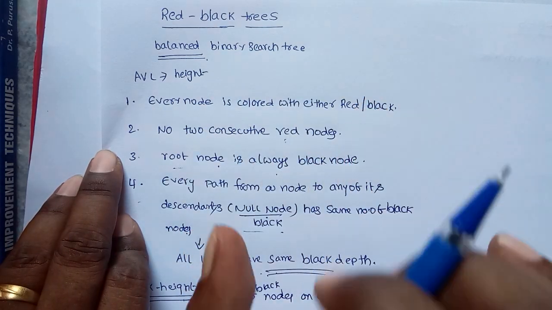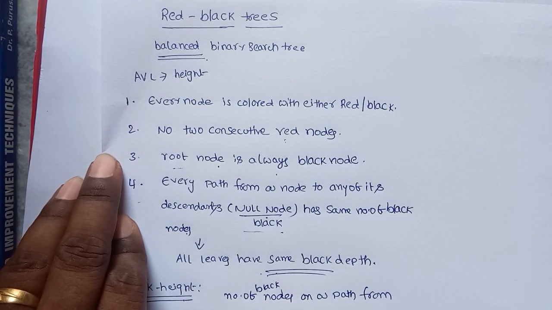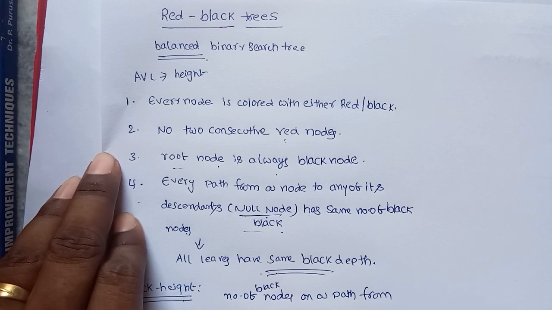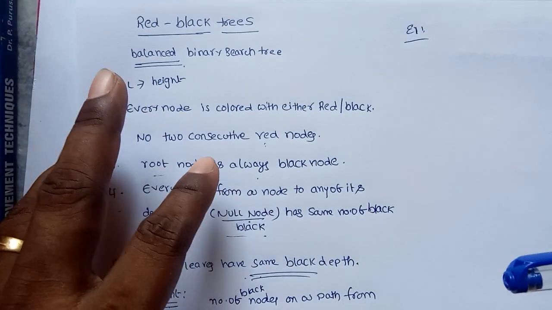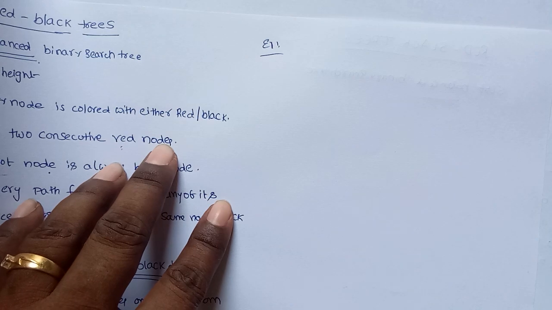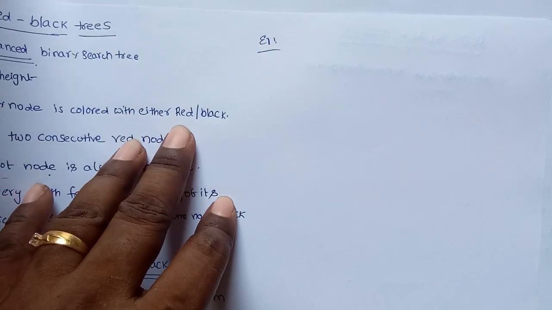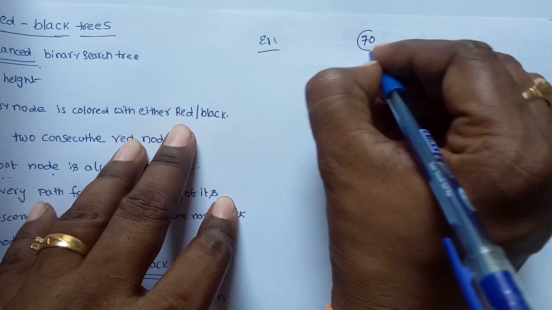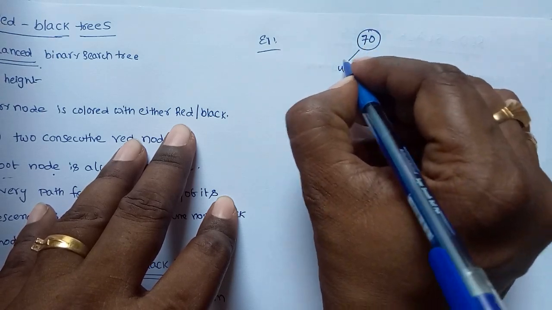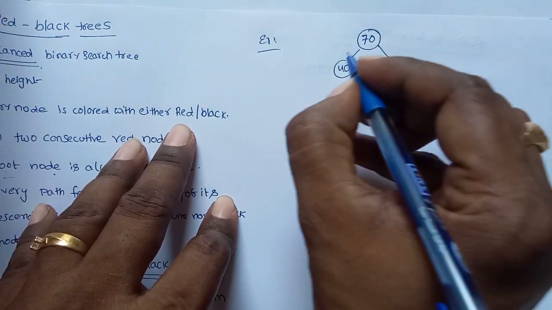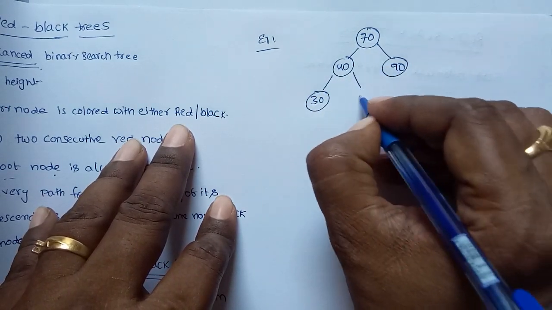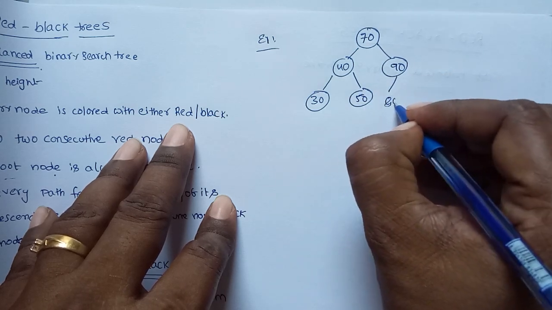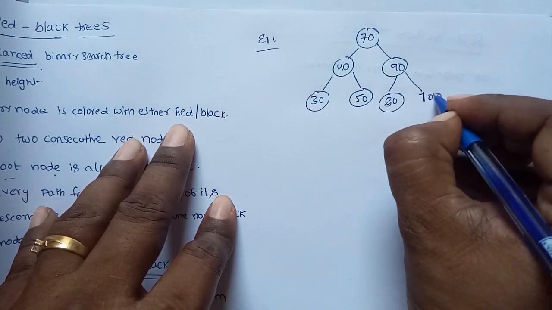Okay, and if you want to perform search operation, AVL tree is preferable. Now consider an example tree, that is to represent a red black tree, and check each and everything. The nodes are 70, 40, suppose some example 30, 50, 80, 100.